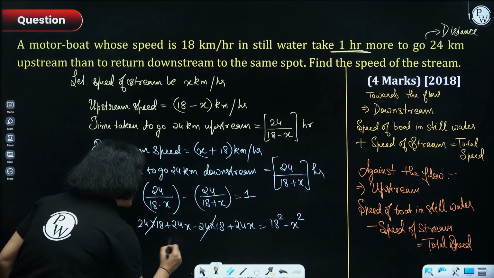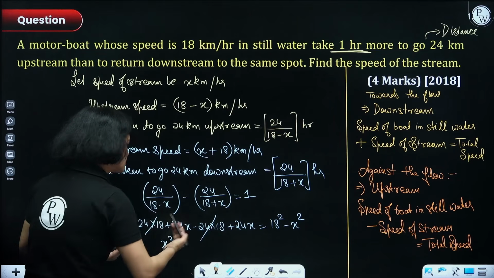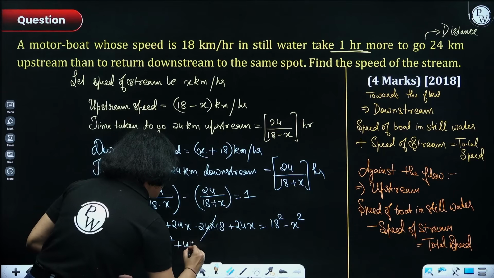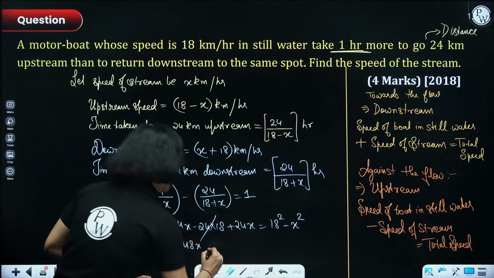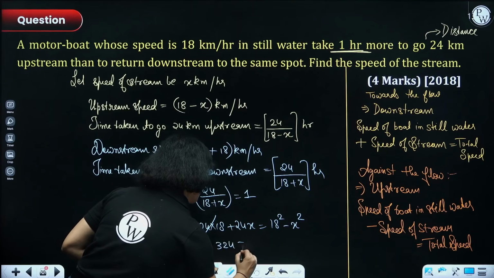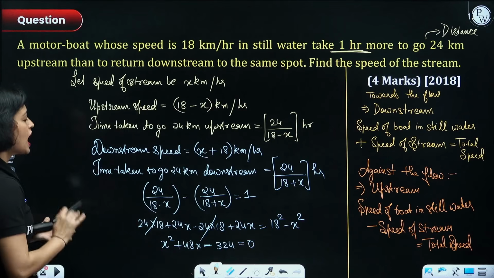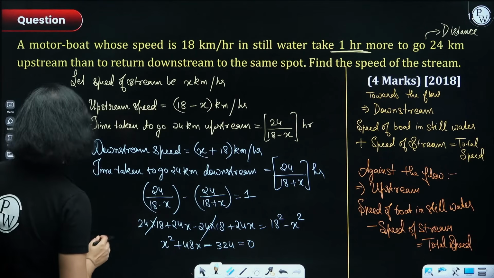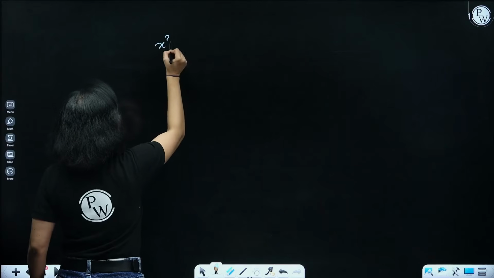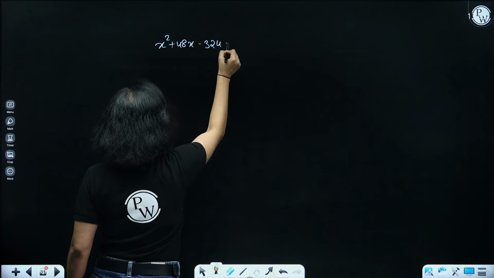So what do you have? The equation will look like this: x square. Let's bring it here now. X square plus 48x minus 18 square, right? So 18 square is 324, so minus 324 is equals to 0, right? Okay. Chalo. Now, how can you break this? Like, how can you solve this equation, guys? Let me take another slide. X square plus 48x minus 324 is equals to 0, right?